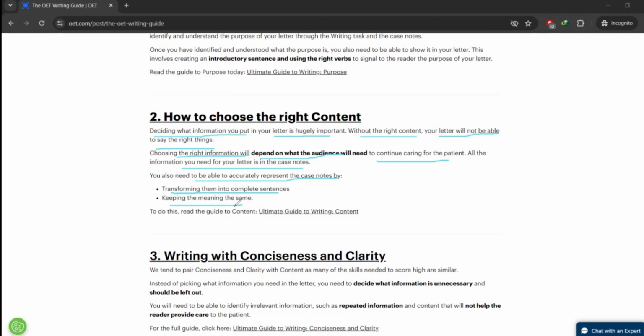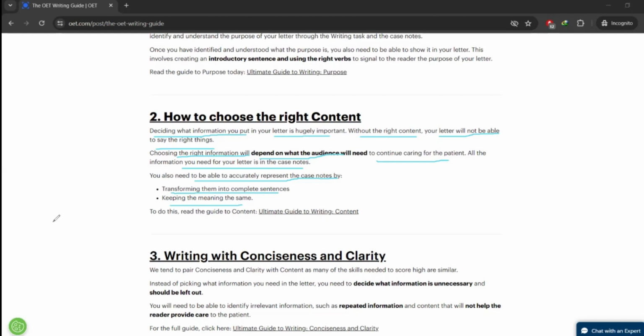Again, what does that mean? For example, if the patient has high potassium and you are writing that the patient has hypokalemia, while putting the value of the potassium in a higher manner. Hypokalemia means that potassium is low, not high. So, keeping the meaning the same.